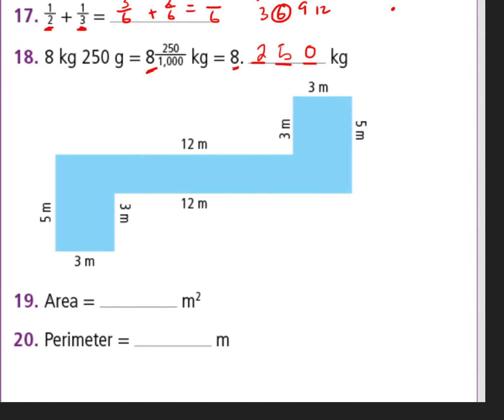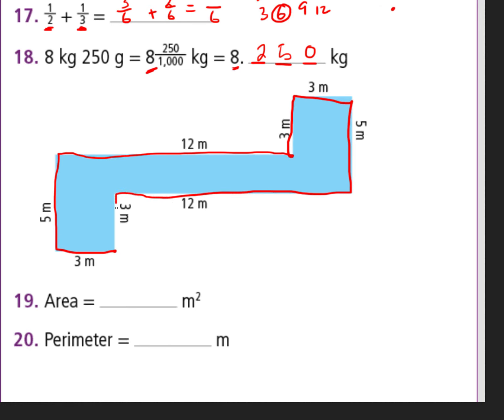Now, number 19, we have 2 things to work out. The area. Now the area is how much space does this shape take up. If you were asked to paint that shape, how much paint would you need? And then number 20, the perimeter is if you were to pick a corner and walk all the way around the shape until you got back to the start, how far would you walk? Okay, now that's probably the easier one because we just have to add up all of these distances around the side.